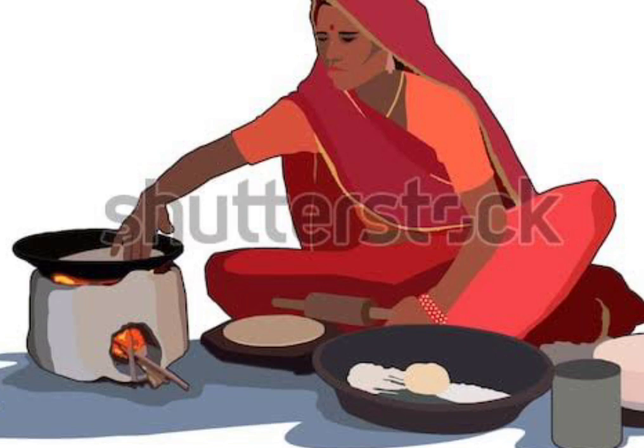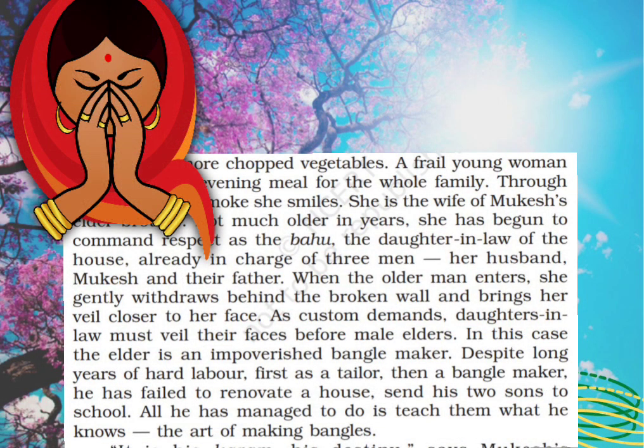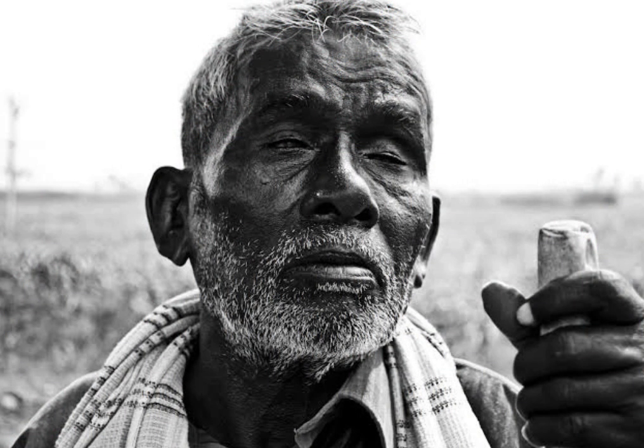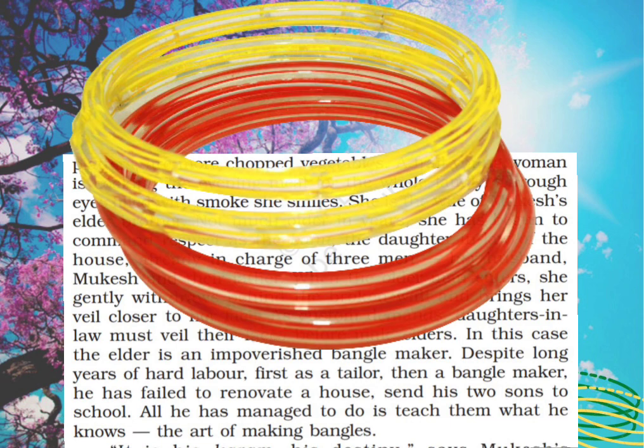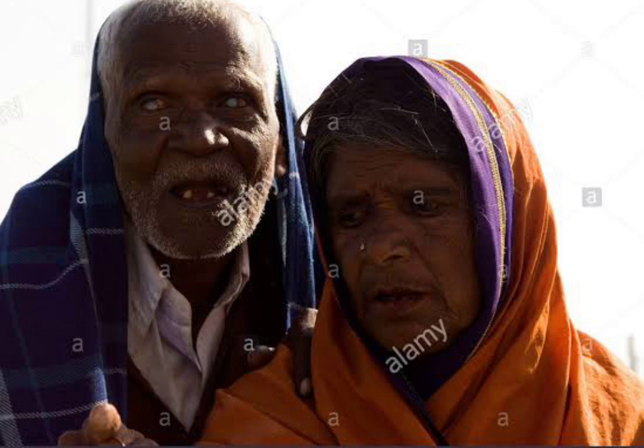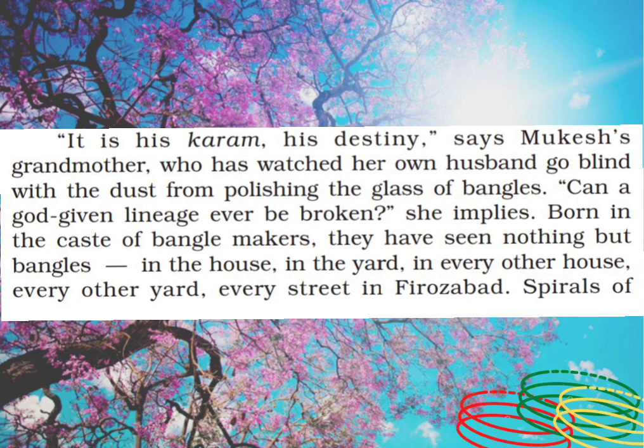She is the wife of Mukesh's elder brother, who takes care of the three men of her family, her husband, Mukesh, and their father. Mukesh's father is a poor bangle maker. Despite long years of hard labor, first as a tailor and then as a bangle maker, he has failed to renovate his house and send his two sons to school. All that he has managed to do is to teach his children what he knows, that is the art of making bangles. Mukesh's grandmother has watched her own husband go blind with the dust from polishing the glass bangles. She says that it is his destiny.